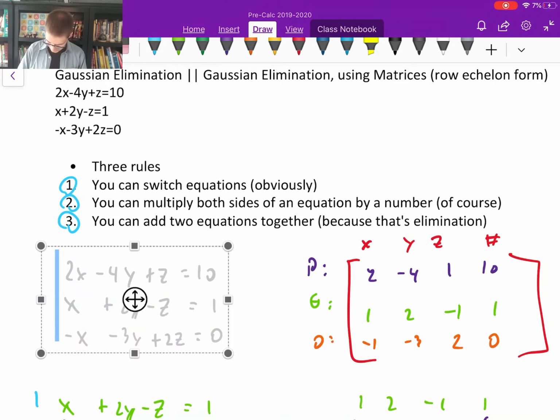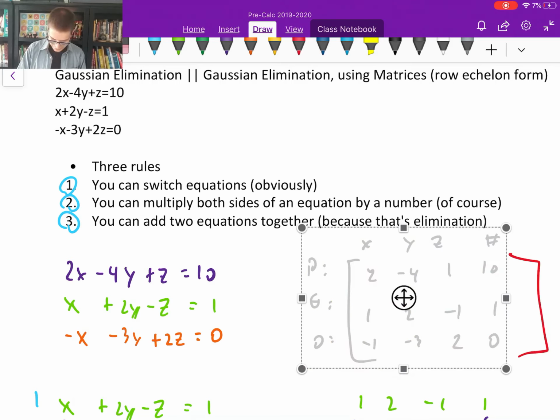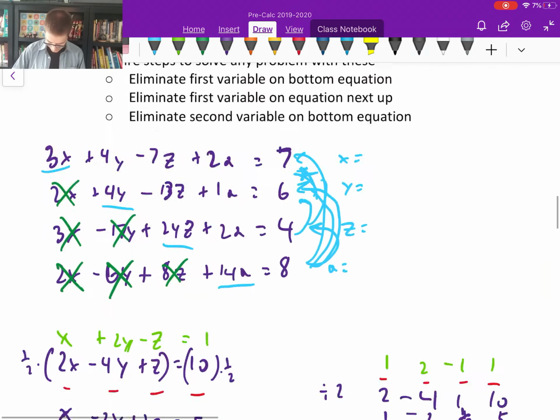Okay. Actually, let's take the matrix form of that problem. I'm going to copy that. I'm going to paste this down all the way down here.